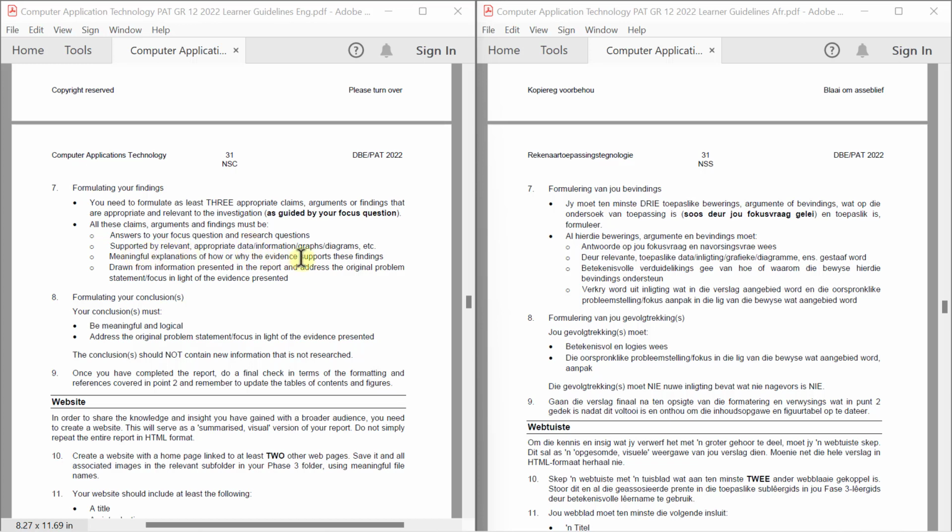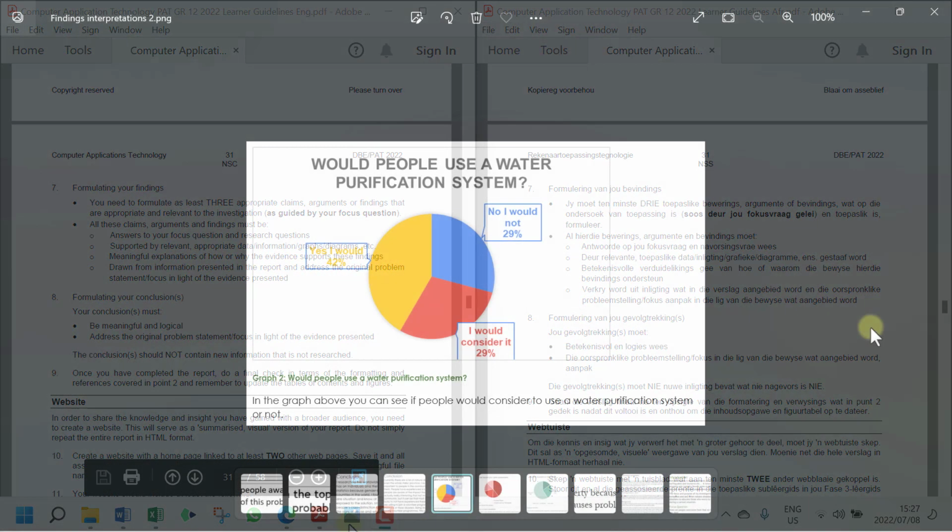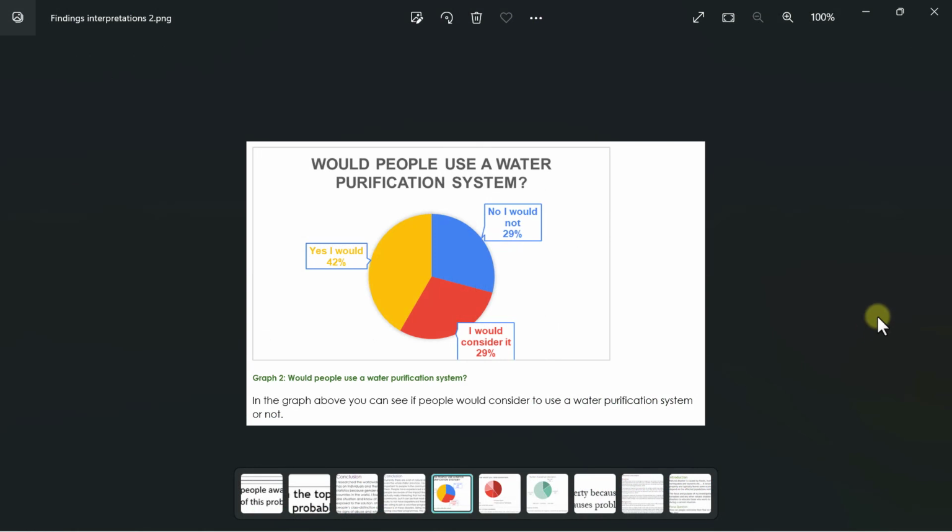There has to be a meaningful explanation of why the evidence supports these findings, and it needs to be drawn from the information presented in the report and still address the original problem. Just to give you an idea quickly of the findings interpretations, let me show you. This is a bad interpretation.